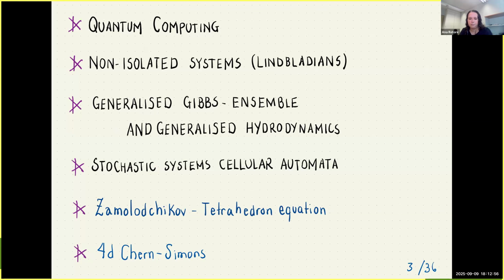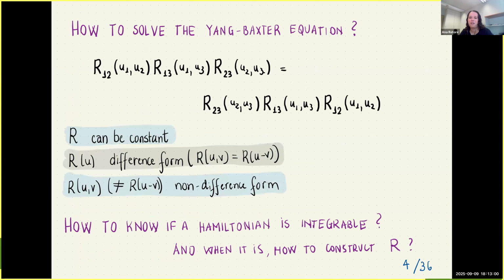So as we all know, the Yang-Baxter equation is very important. And my talk is basically about how to construct more solutions of the Yang-Baxter equation systematically. With all these applications, if we know that the model is integrable, we know we can do so much with this model. It's nice to have new tools to solve the Yang-Baxter equation.